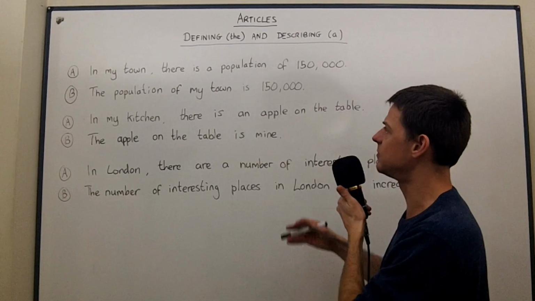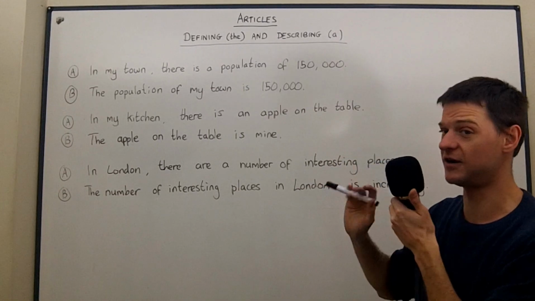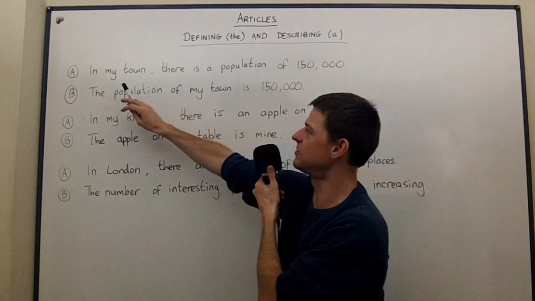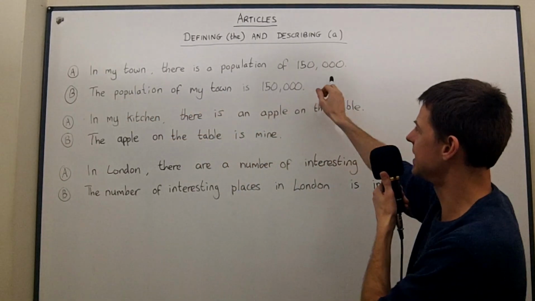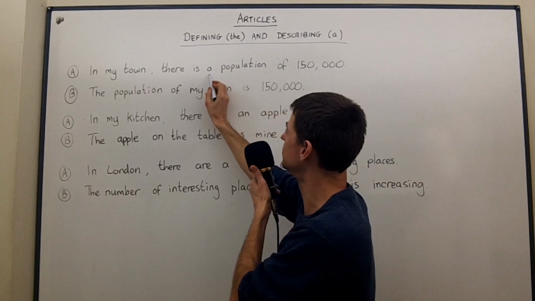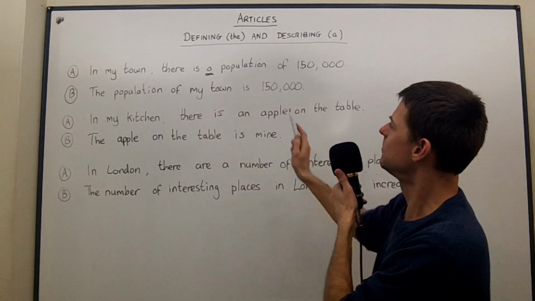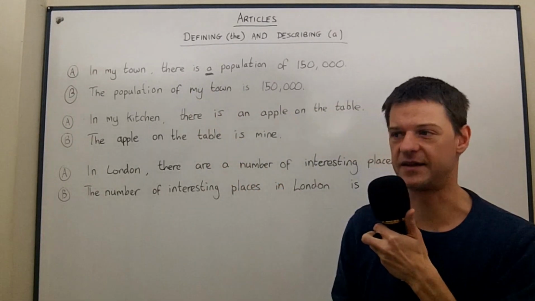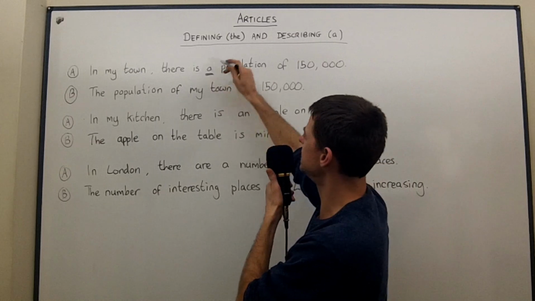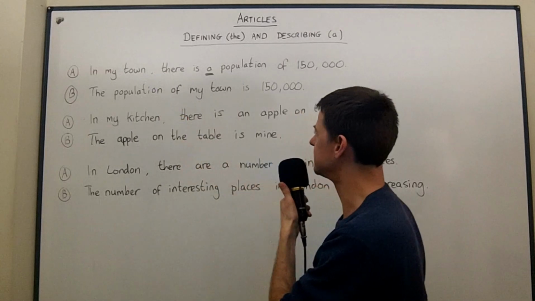And I hope that you can see with these sentences a pattern, and how descriptions are usually of one type and definitions are of another. So let's look at them. In my town there is a population of 150,000. Now this is a description, and the reason it's a description really is because we've got there is, and whenever we say there is we're describing. And also notice that population is the object of there is. It's not the subject of the sentence.